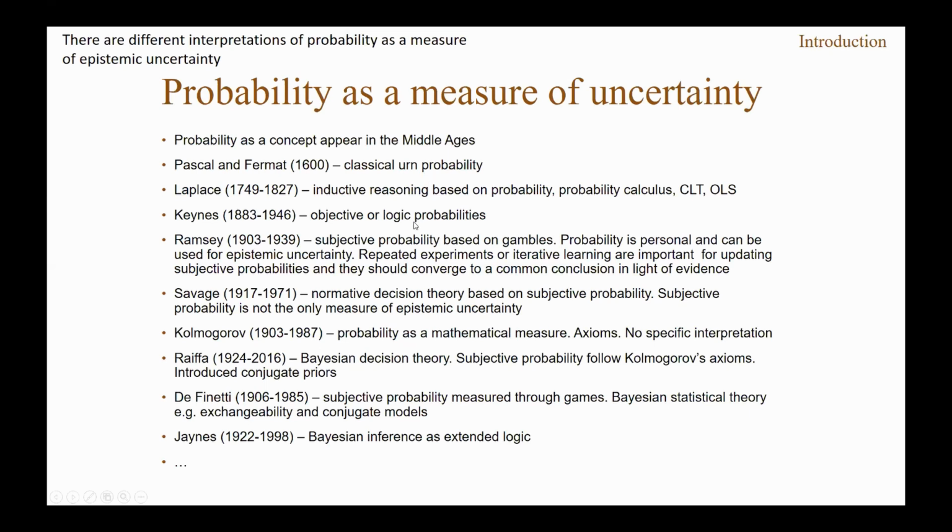You have the idea of objective probabilities and subjective probabilities, where you implement probability as part of decision theory. Kolmogorov just set up probability as a mathematical measure without any specific interpretation. And De Finetti argued for subjective probability as a measure through games, and so on.